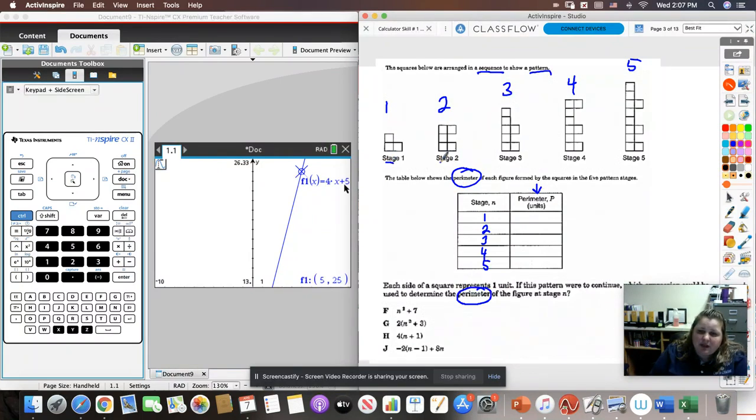Notice they call these stages. They could call them steps, phases, iterations. Any of those terms they use to follow the pattern.